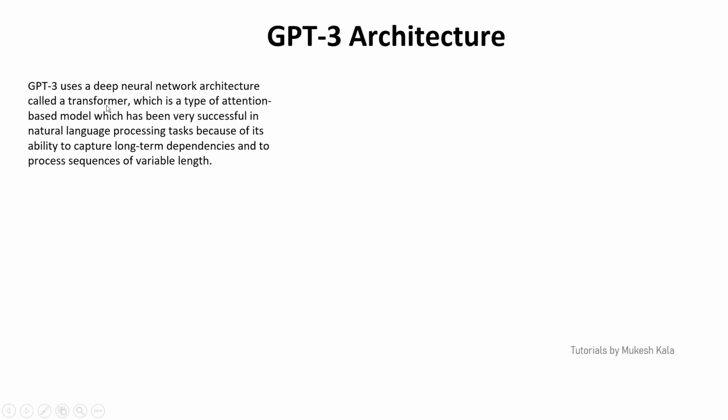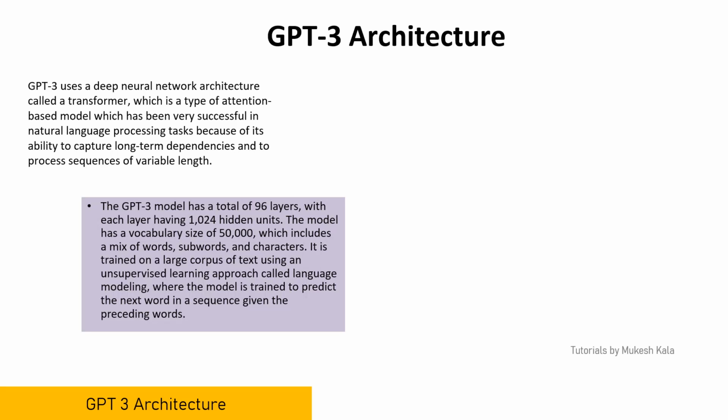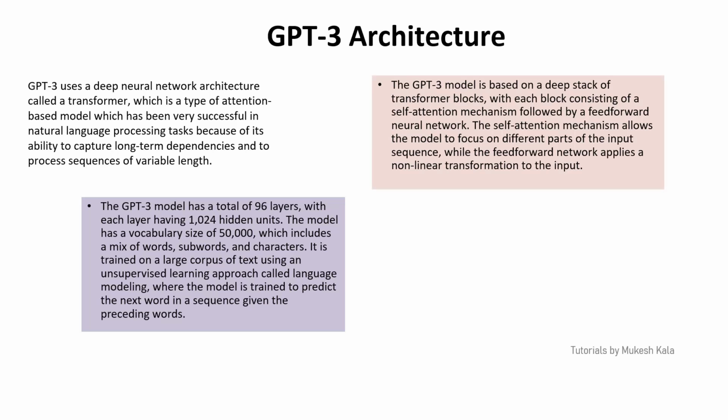GPT-3 uses something called a transformer, which we have just discussed, an attention-based model that has been successful in NLP tasks because of its capability to handle large networks, right? GPT-3 has a total of 96 layers, where each layer has 1024 hidden units. The model has a vocab size of 50,000, which includes a mix of words, subwords, and characters. It is trained on a large corpus of data, so that is why the prediction is very good here, right?